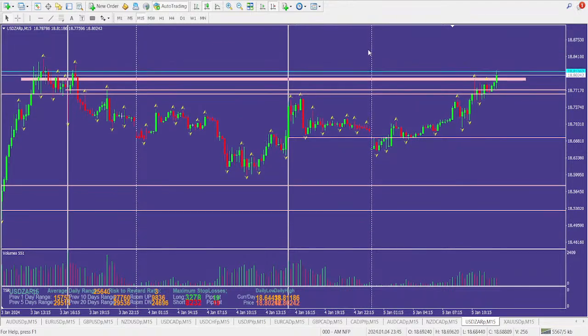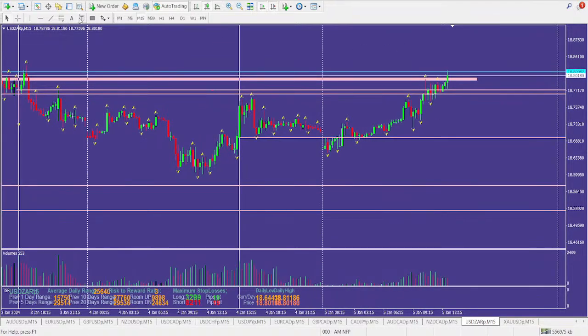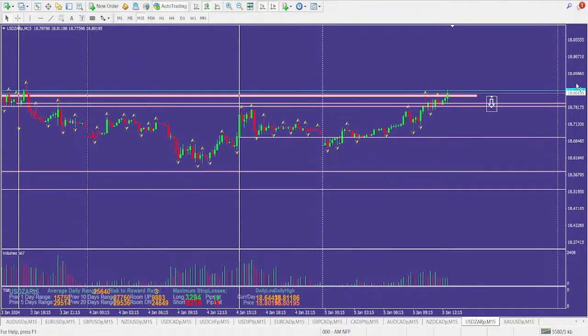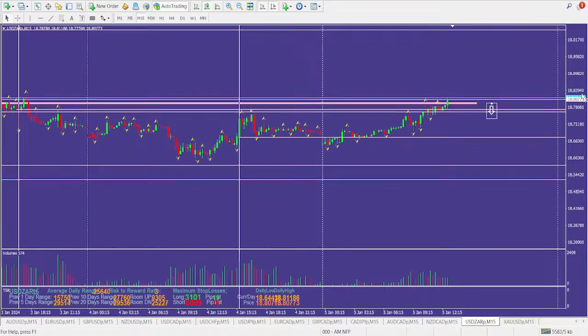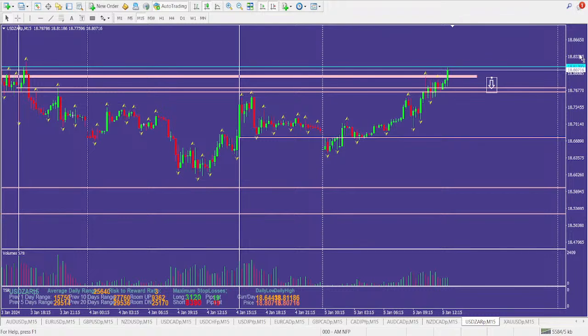So the setup I'll be waiting for on USDZAR is if price continues to consolidate at this level, then obviously we're looking to sell. But other than that, that's the only clear setup we have over here. Okay, so that's USDZAR.